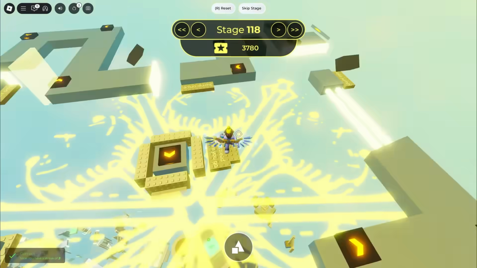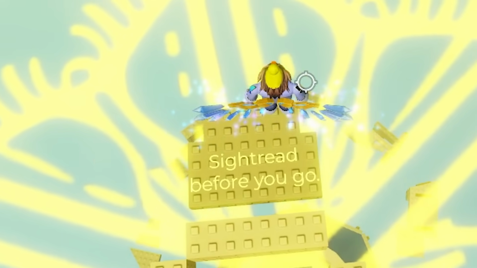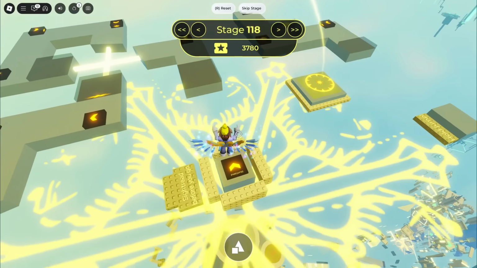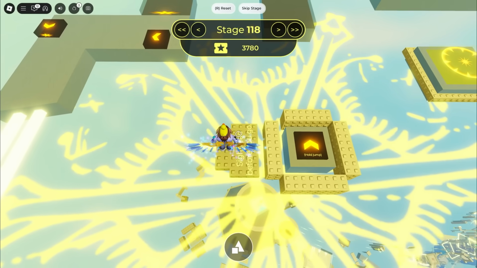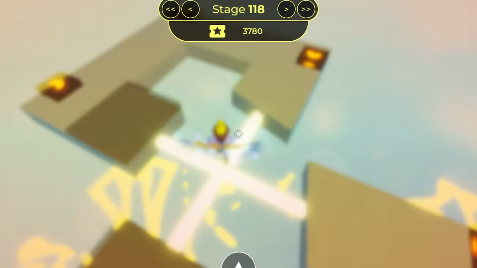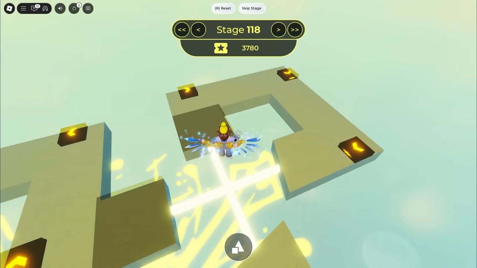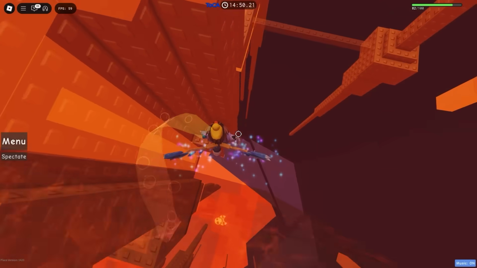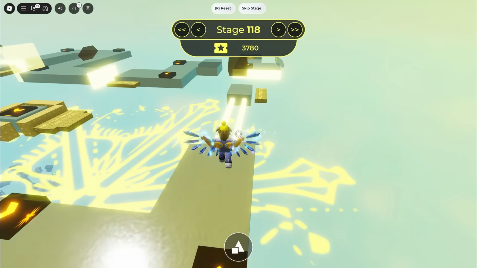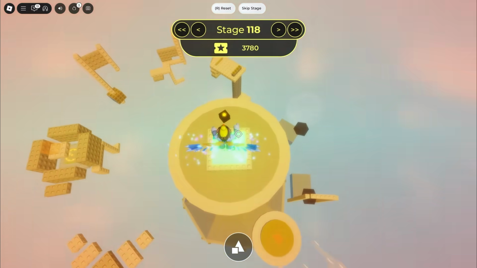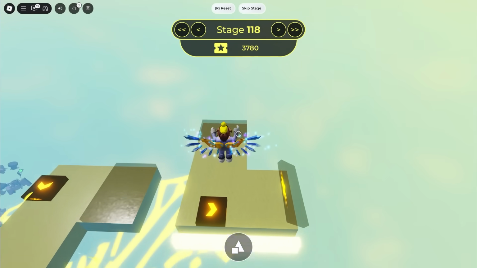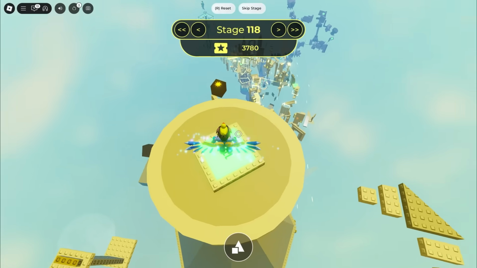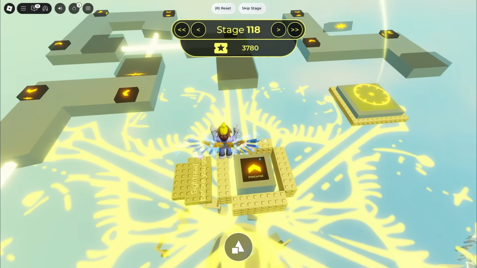Nice. All right, 2 stages left. Oh boy. Sight read before you go. Well, I can just go for it because it's the start of here, so what does it matter if I fall? This ain't floor 10 of a tower where I should definitely look ahead. No, no, no! Oh, this is cool. I like that. Okay, so I just gotta jump at the appropriate times. Yeah, it'll take a few attempts, but I'll get it.